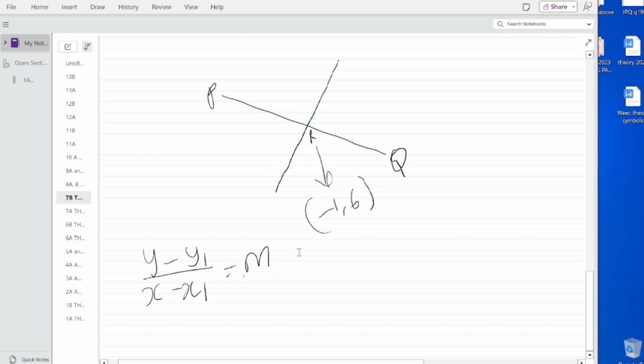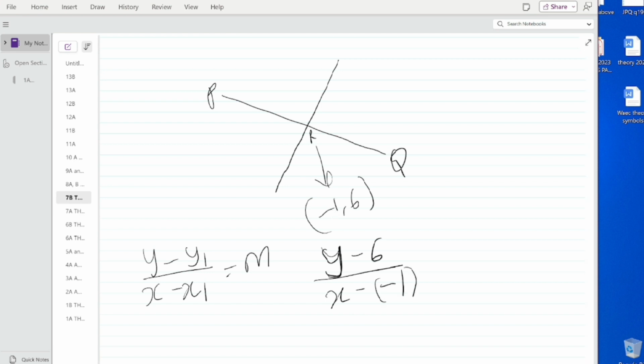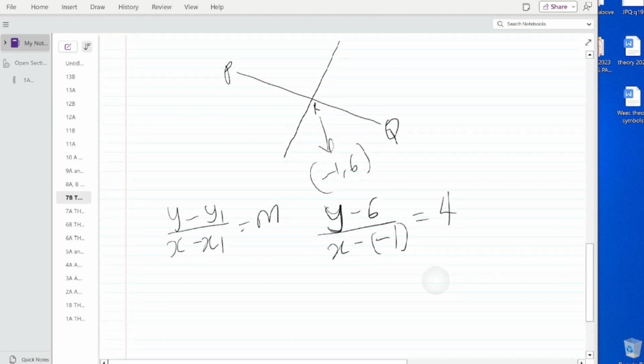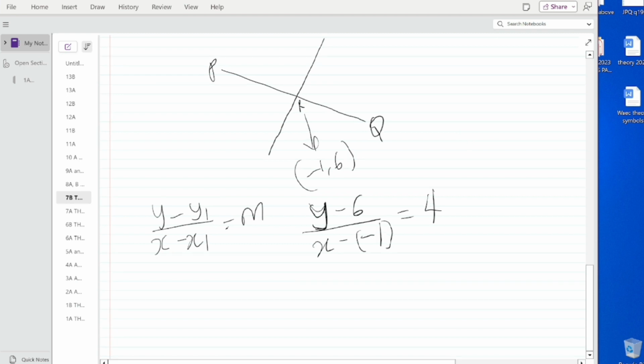We have our y as unknown. We have our y minus, we're using the coordinate of R. Our y1 is 6. And we have our x minus, our x1 is minus 1. We have to be careful here because of the sign. We have our gradient of the new line to be 4, since it is at right angle to the line PQ. Then we can now solve this algebra.